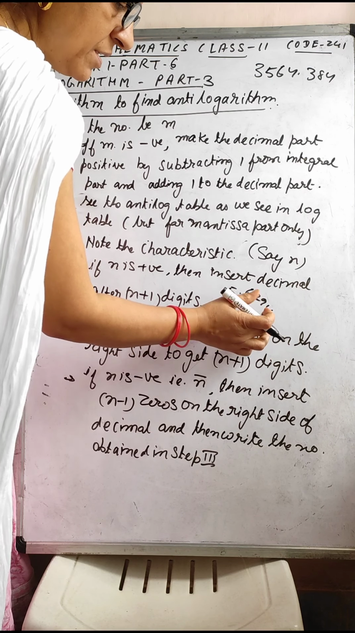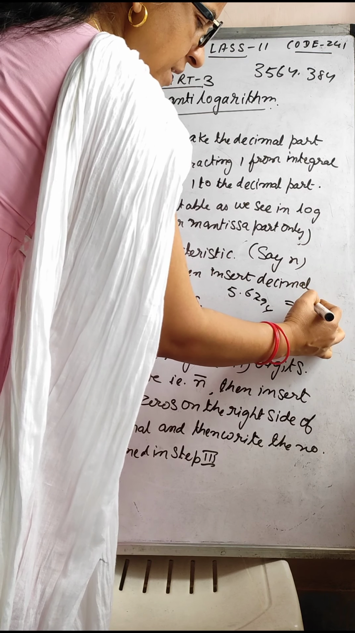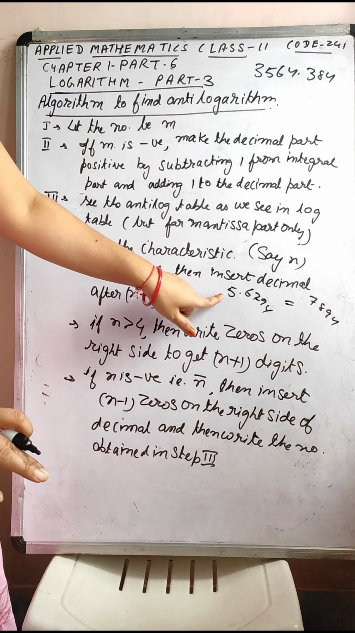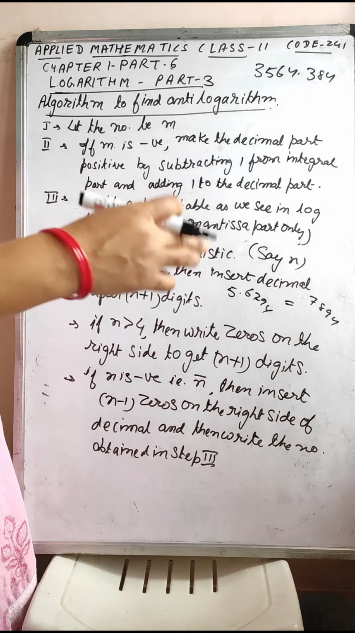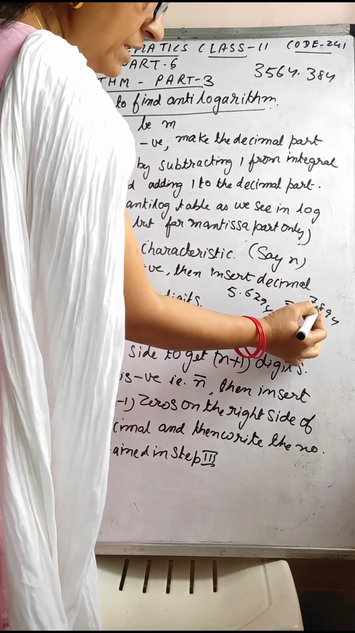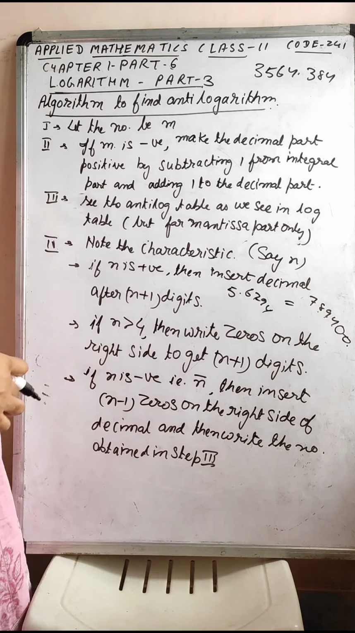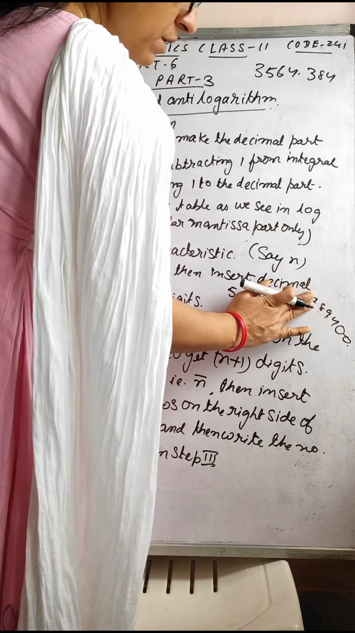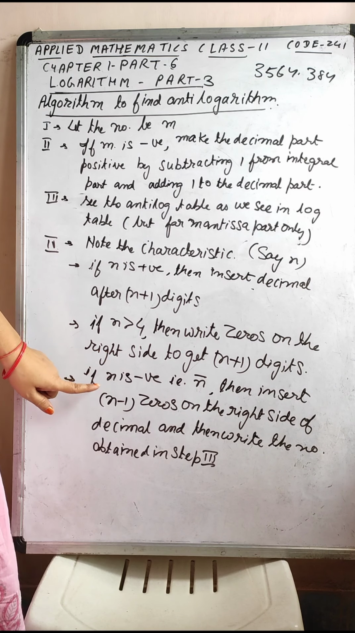Suppose it is 5.6794, and from the anti-logarithm table we have got 7894. Over here the characteristic is 5. So we will put the decimal after 5 plus 1, that is 6 digits. So 1, 2, 3, 4, 5 and 6, we will put the decimal over here. I think you understand. Now if n is greater than 4, we have discussed.